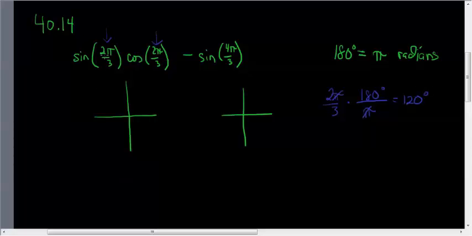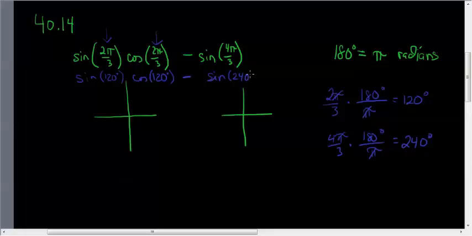So instead of being the sine of 2 pi over 3, this is really just the sine of 120 degrees times the cosine, again, of 120 degrees minus 4 pi over 3. Again, my conversion is 180 degrees is pi radians. Pi's cancel. 4/3 times 180 is 240 degrees. So this is the sine of 240 degrees.